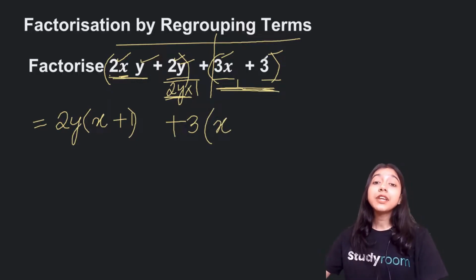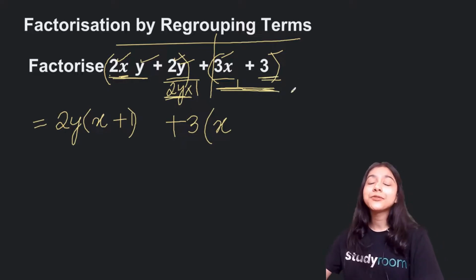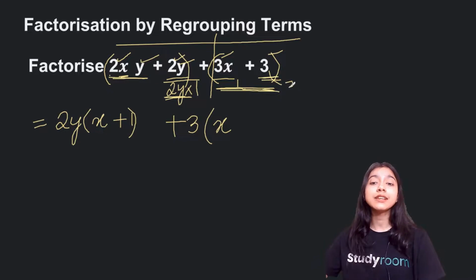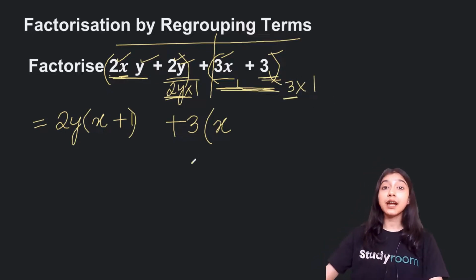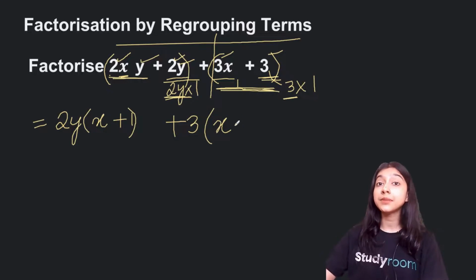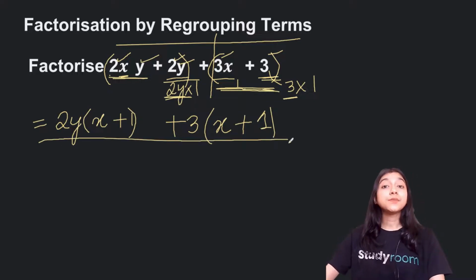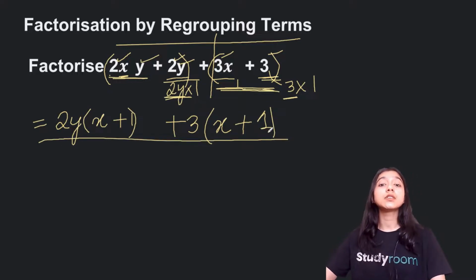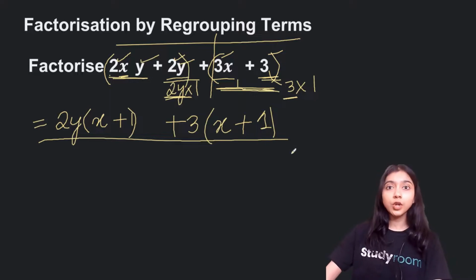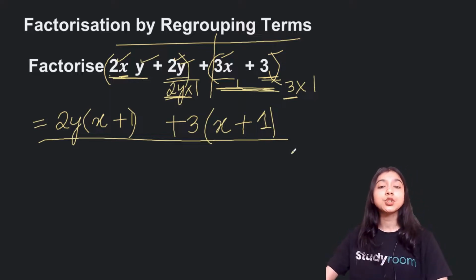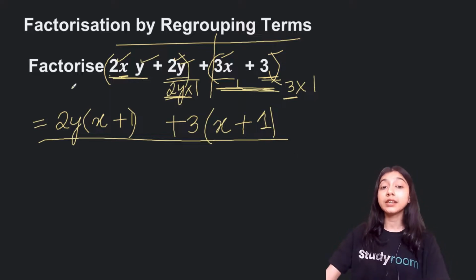Now we have taken 3 outside from this fourth term. So what are we left with? We'll be left with 1, because this 3 can be written as 3 multiplied with 1. Now when I've taken 3 as a common factor outside, I'm left with 1. And we have a plus sign in between, so I'll write added with 1. Now this is the expression that we get after first regrouping the terms. Now we have not done any sort of factorization. We have just regrouped the terms, in the first step.